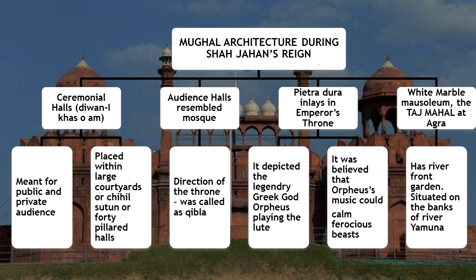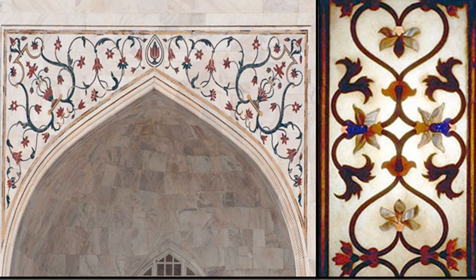Another feature of Shah Jahan's architecture is Pietra dura inlays in the Emperor's throne. Now what is this? Pietra dura inlays is somewhat like this. Within marble, carving is done, space is created, and in that space, colored stones are inserted. And this looks so beautiful like this. It is very common in Taj Mahal also.